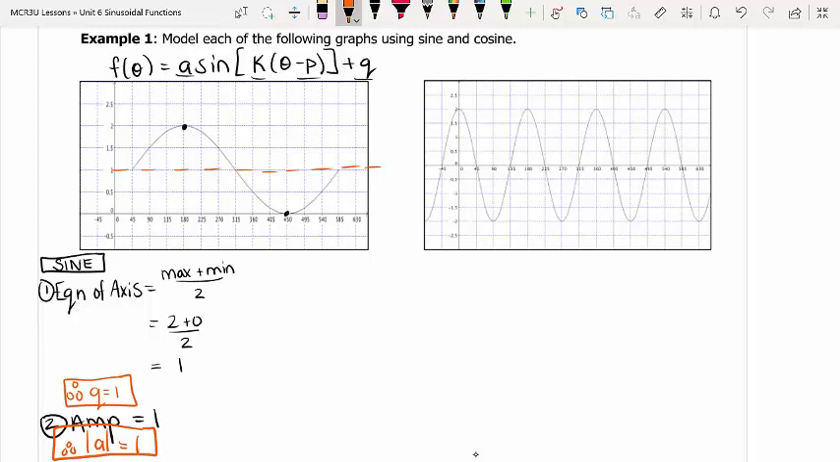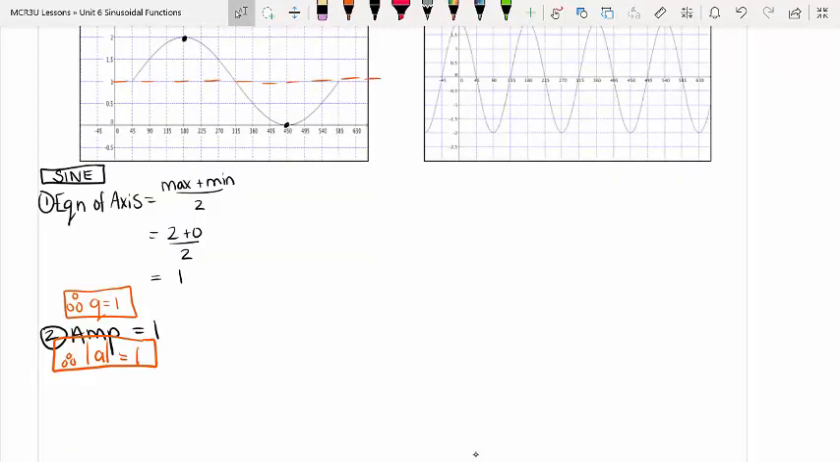Okay, and I know my A value is positive because my graph of sine has not been reflected on the x-axis. Okay, the next thing we want to find is the period. So the period here is the change in the x values for one cycle. So I'm going to say it's 585 minus 45 degrees, which is 540.